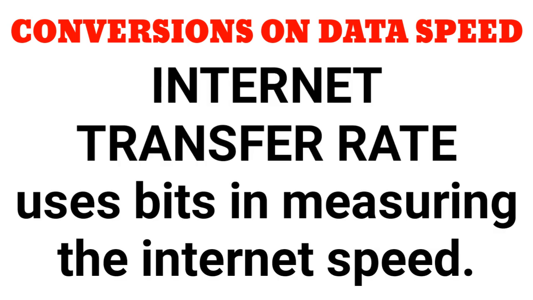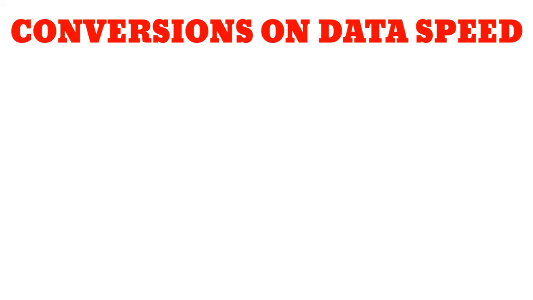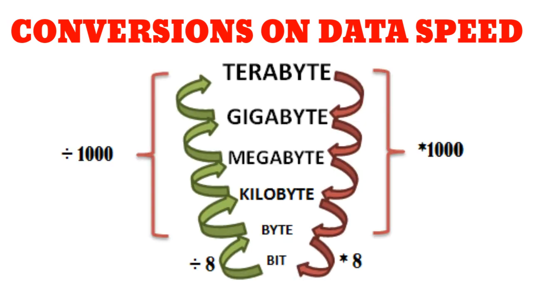Also, in internet transfer rate, it uses bits in measuring the internet speed. As to why we measure internet speed in bits, even though the internet delivers bytes of data, it is because the internet delivers those bytes of data as single bits at a time. Furthermore, they have the same patterns when converting, just like multiplying and dividing by 1000, or in the case of bit and byte, we divide or multiply it by 8.